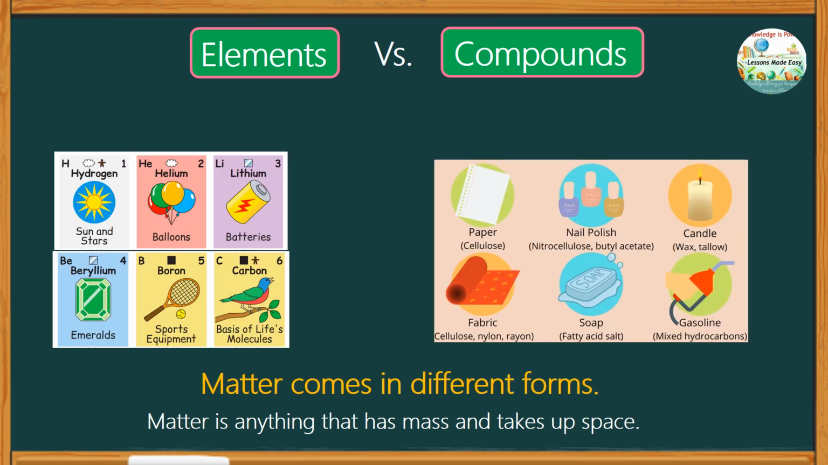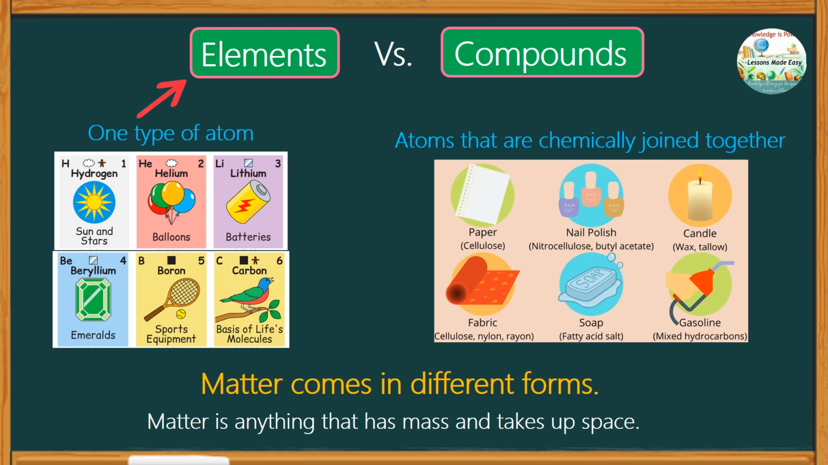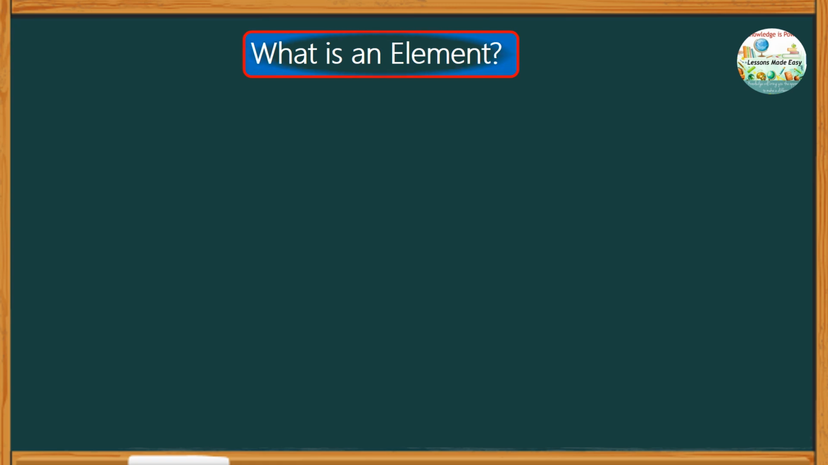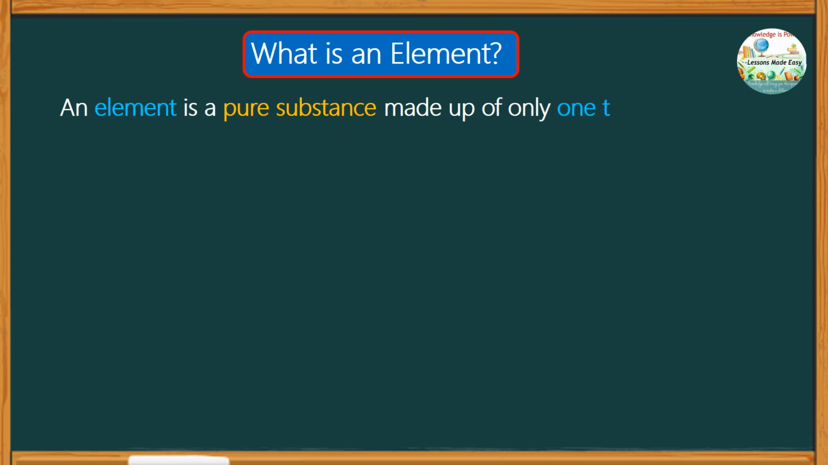Some substances are made up of just one type of atom. Those are called elements. Others are made up of atoms that are chemically joined together. Those are called compounds. Let's find out how they differ. What is an element? An element is a pure substance made up of only one type of atom. It is the simplest kind of substance you can find.